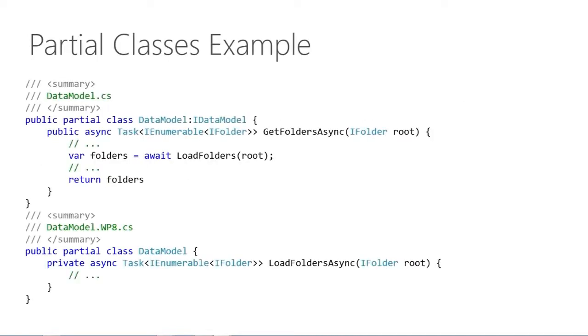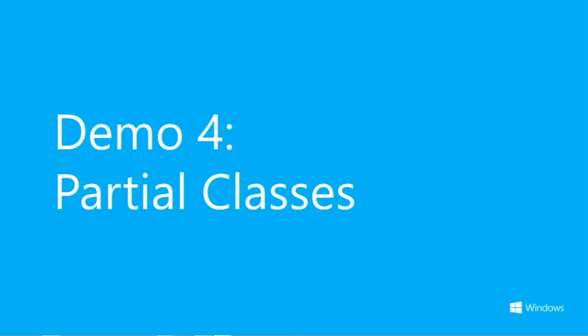And so here is a partial class method. This is a data model where I have my get folders async, and then I would have my datamodel.wp8 where my load folders async would be perhaps specific to Windows Phone 8 in this case. And I think that's the exact same code in there.